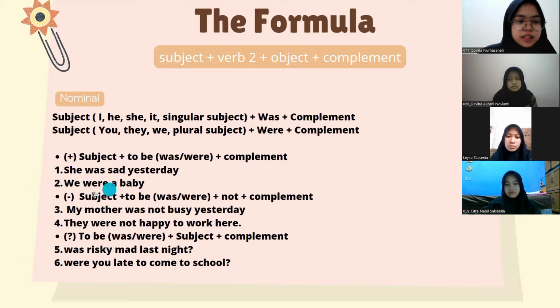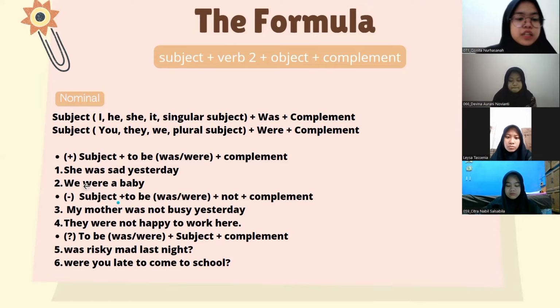First, in the positive sentence, she was sad yesterday. She as a subject, and then followed by was, and then followed by sad yesterday. Yes, sad yesterday is a complement. And then the second is we were a baby. We as a subject, and then followed by were, and then followed by a baby as a complement.